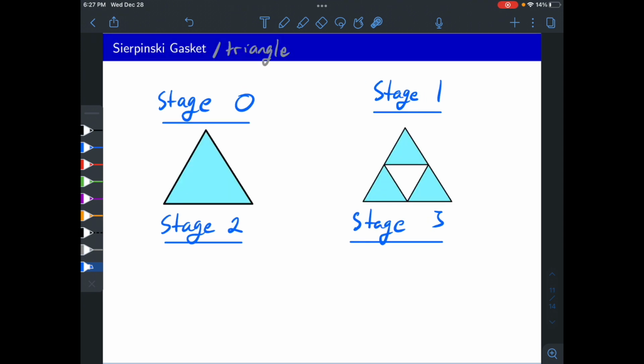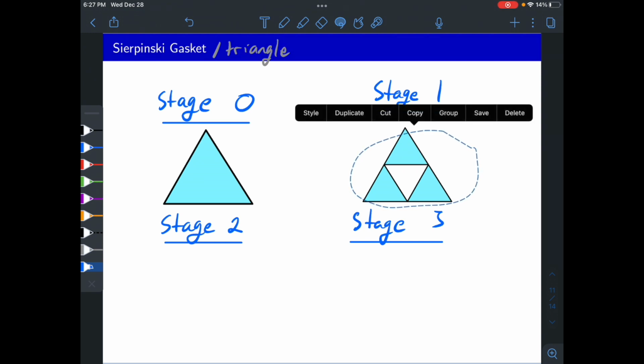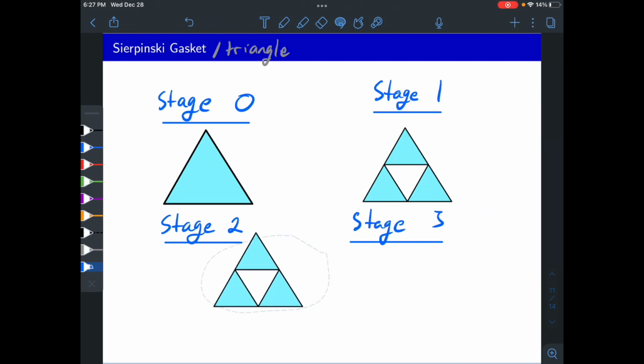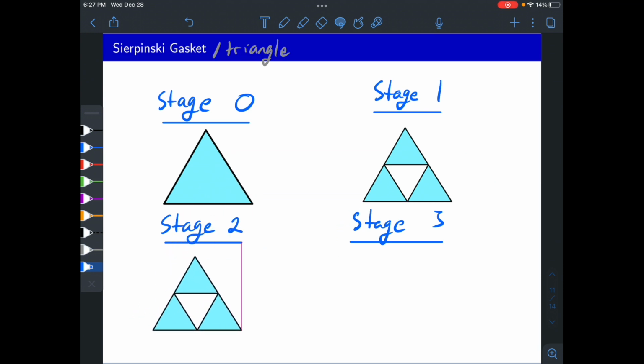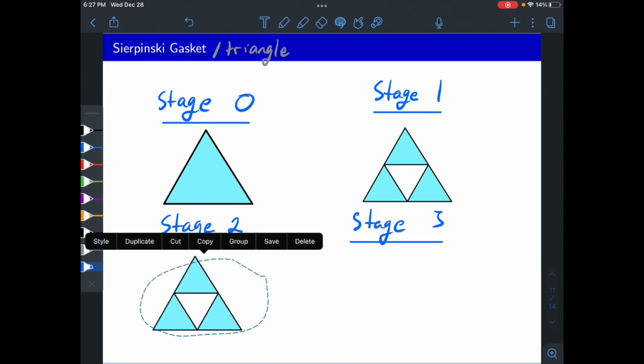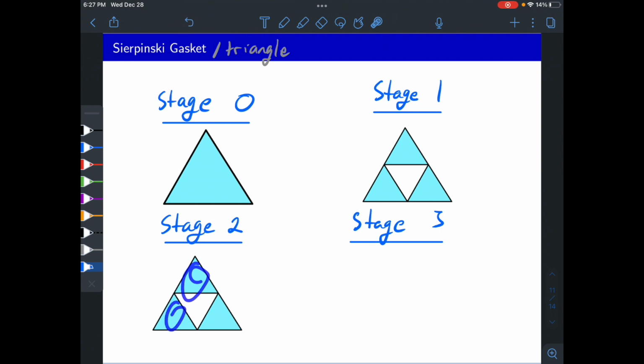Okay, here's the Sierpinski gasket or Sierpinski triangle. I don't know why it's called gasket, but it is. So you start with a triangle, just a filled-in triangle, and then you remove the middle triangle from it. Okay, and so to go from stage 1 to stage 2, that looks so cool, you just take each of these triangles and then remove the middle triangle from that.